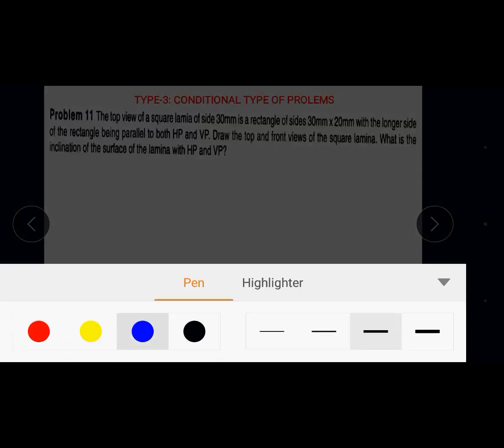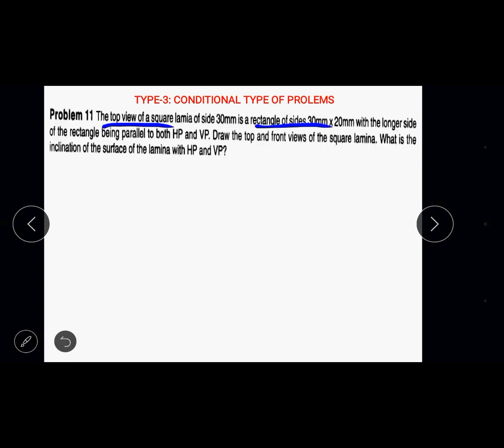By reading the statement, top view, you can see that. The top view of the lamina is a rectangle. So where do you get the top view in the form of a rectangle? You will get it only if you rest the lamina on HP. If you rest the square lamina on VP, you will not get the top view as a rectangle. You will get the front view as a rectangle.